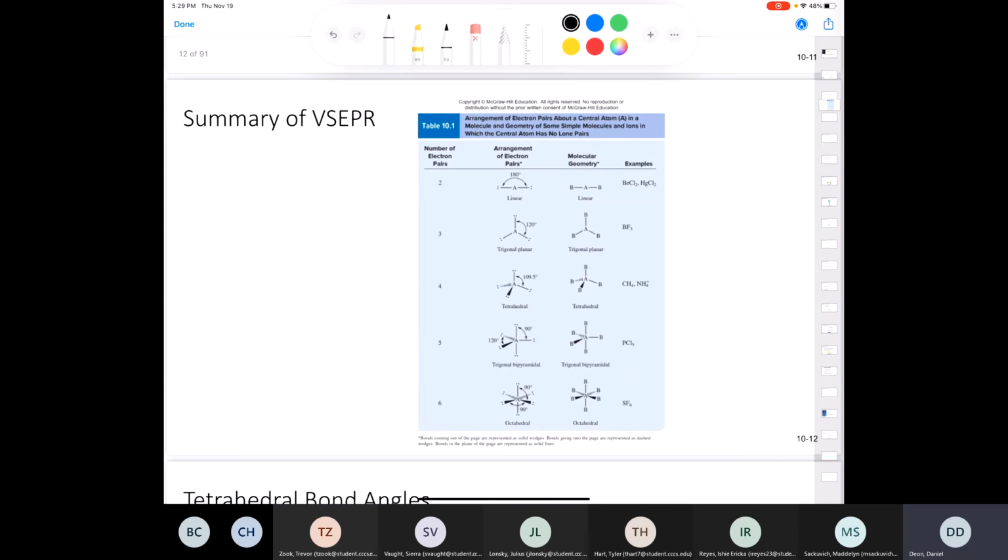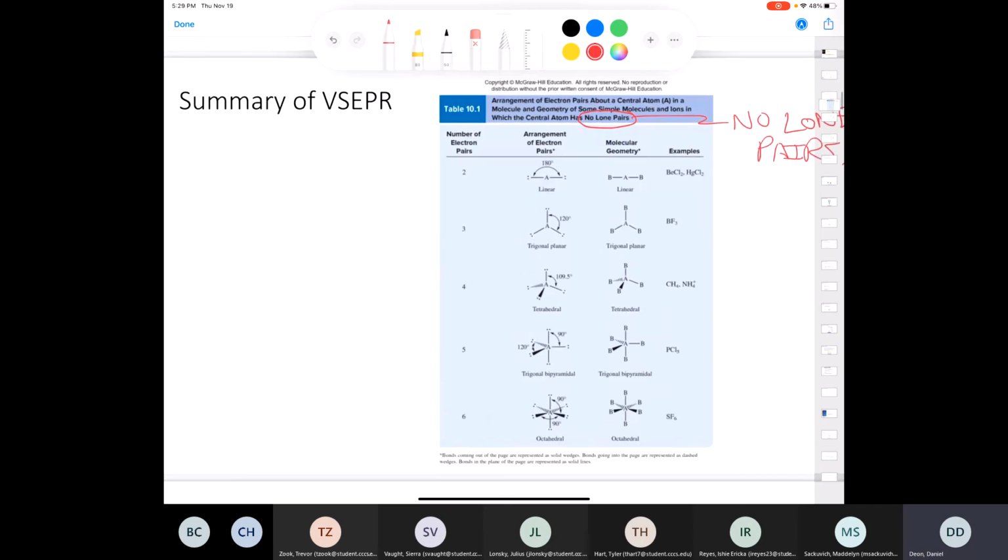And what do you have to know? It says here: arrangement of electron pairs about a central atom, molecular geometry, no lone pairs. This is very important. This table has nothing to do with lone pairs, because we're going to look at examples that have lone pairs, and it gets a little bit more complicated, actually.